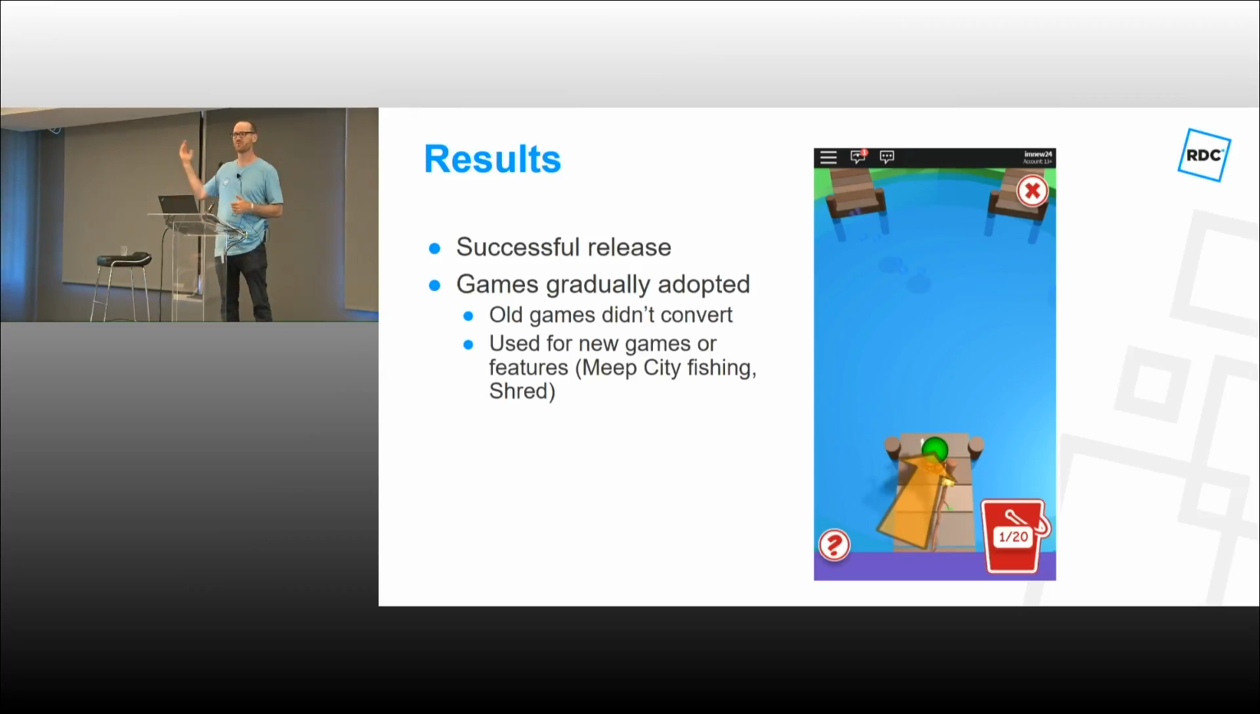Anyone here who has tried portrait mode on a phone? Yeah, quite a lot of people. All right, cool.